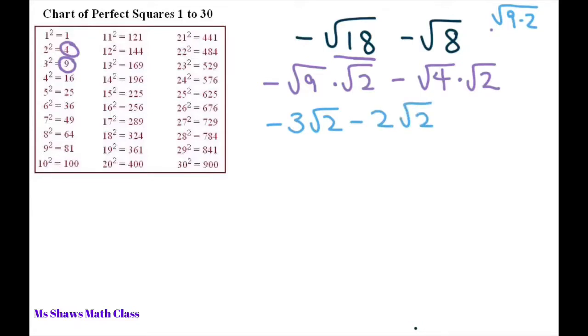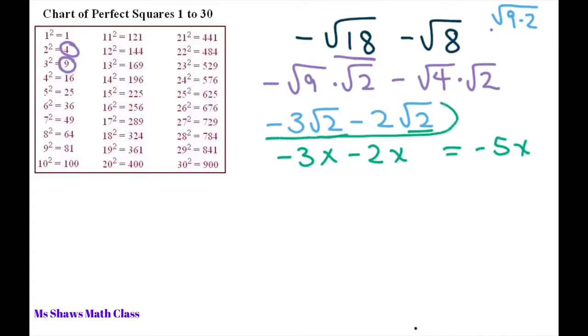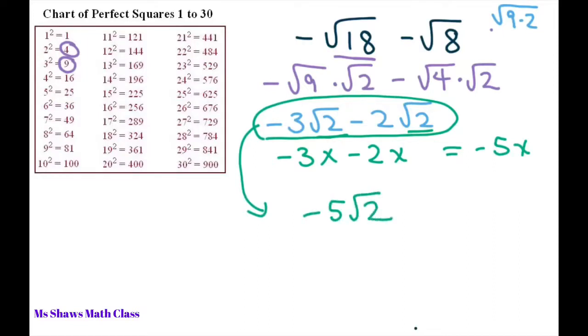Now we're going to add these up because these are like terms. This is like saying negative 3x minus 2x because these are like terms. And that would be negative 5x. But in our case, this would equal negative 5 square root of 2. And that's your final answer.